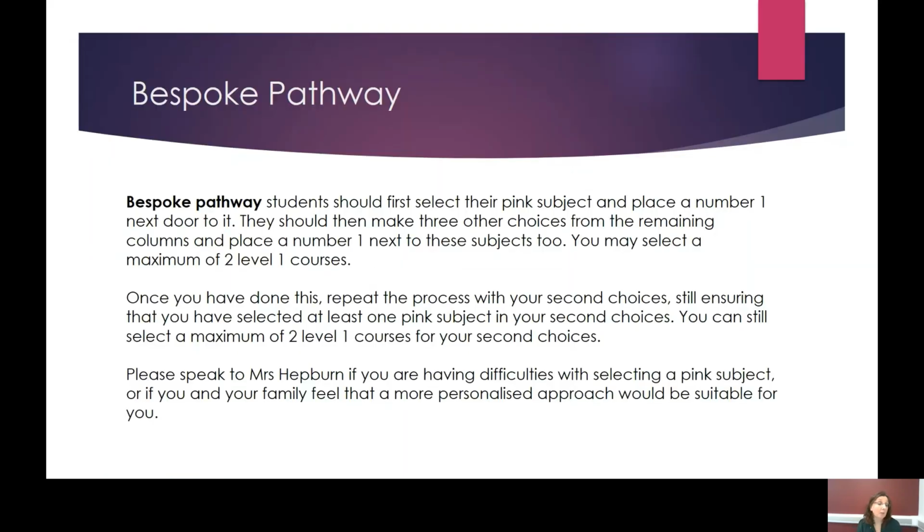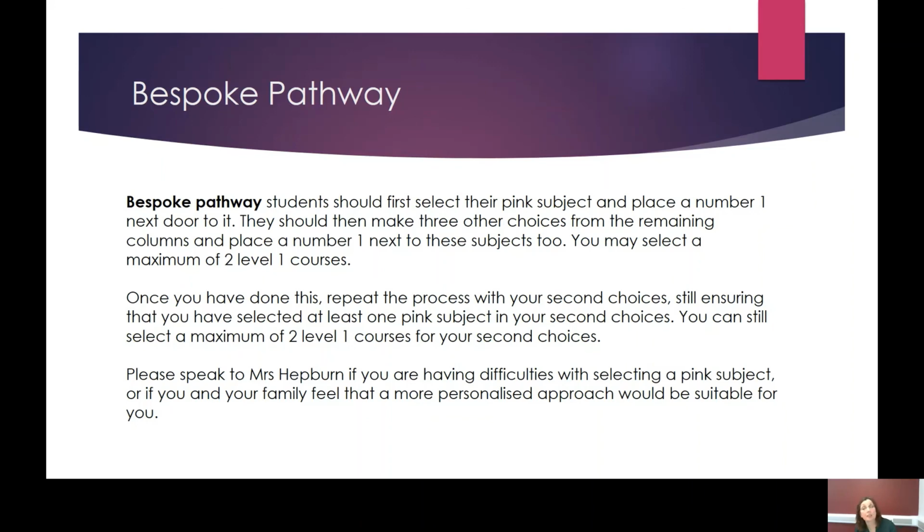And the bespoke pathway works exactly the same way. So a bespoke student can still choose an EBAC pathway. A bespoke student on the bespoke pathway could still choose to do a Wixams pathway. The choices are very similar. So if you're choosing this pathway, you should still first select your pink subject and place a number 1 next door to it. And then you can make 3 other choices from the remaining columns and place a number 1 next to these subjects too.